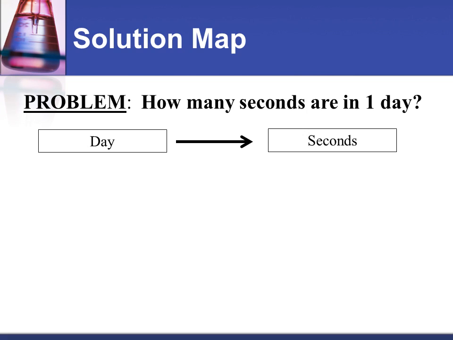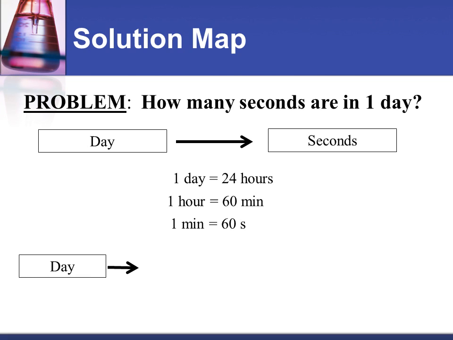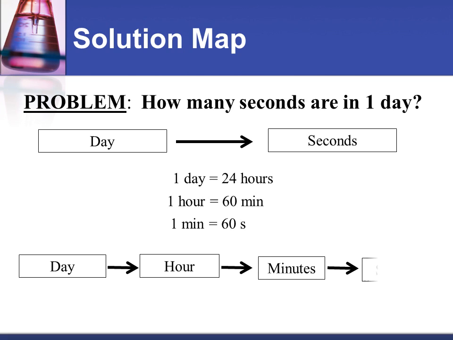So I'm going to think about any equivalent statements I might already know to help me solve this conversion. The first thing I know is that 1 day contains 24 hours, and that 1 hour has 60 minutes, and that 1 minute has 60 seconds. So I'm going to have a solution map that will convert from day to hour, from hour to minute, and then minute to second.